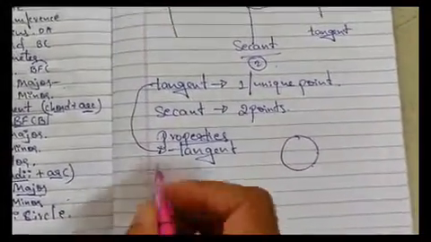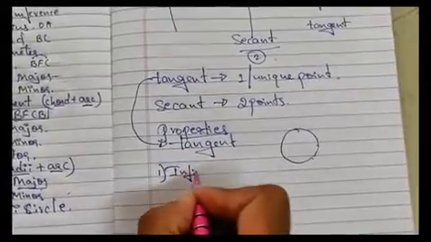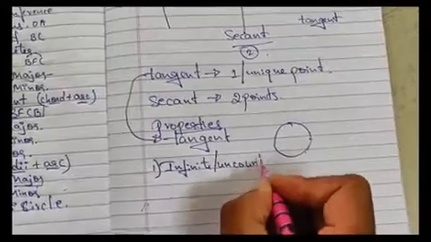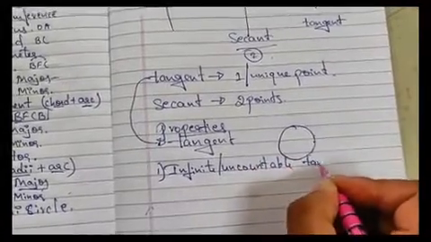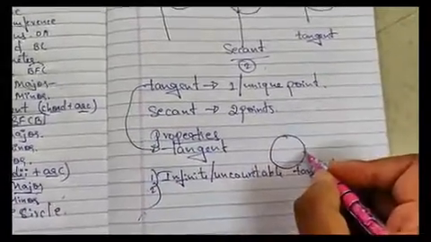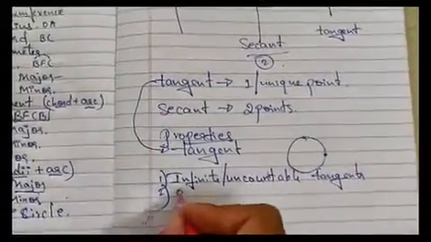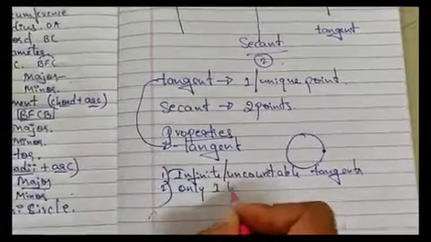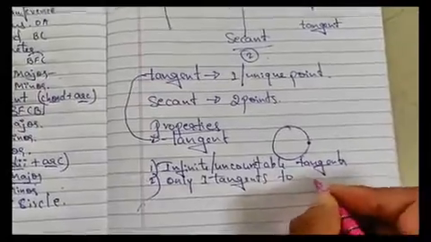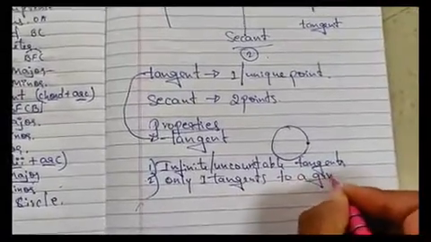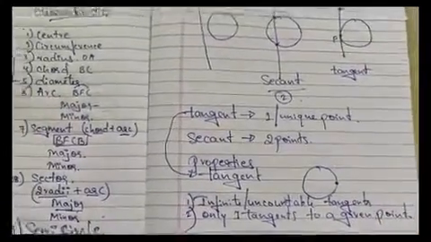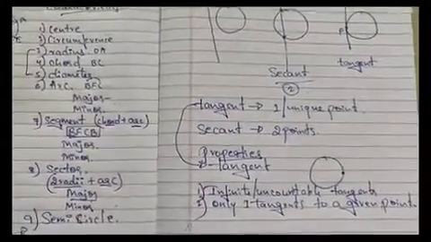So property number 1: infinite or uncountable tangents can be drawn to a given circle. But how many tangents can you draw at any point? Only one tangent can be drawn to a given point. So these are the 2 major properties of a tangent.